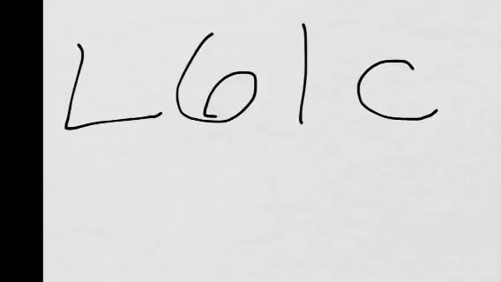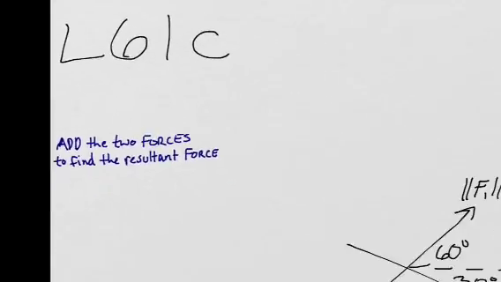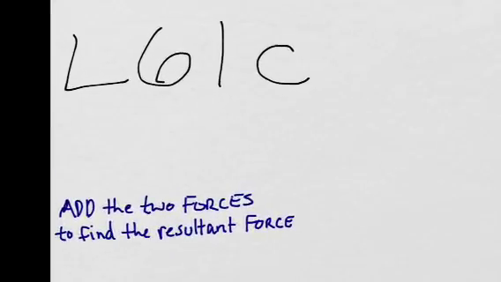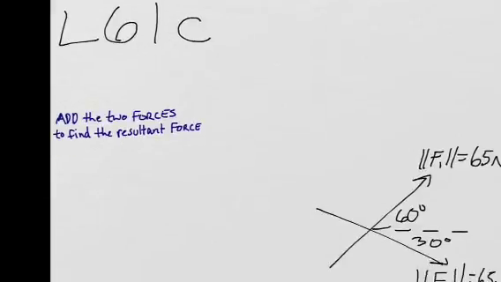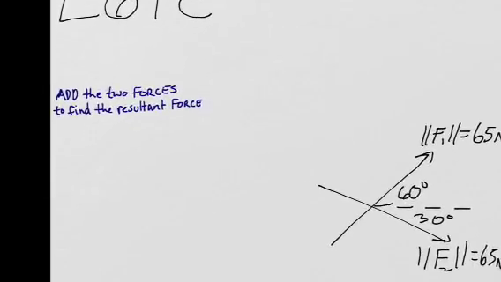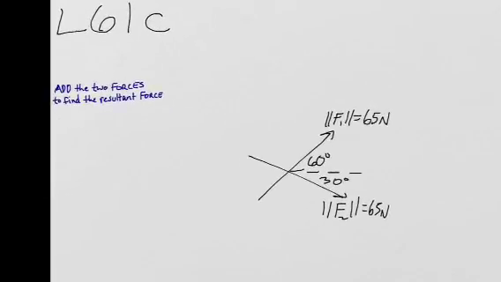Okay, we're on lesson 61, question C. Add the two forces to find the resultant force. So here's our picture. We have one force heading this way. We'll call it force 1. 65 newtons, and it's going at an angle of 60 degrees, relative to this kind of horizontal, arbitrary horizontal line.